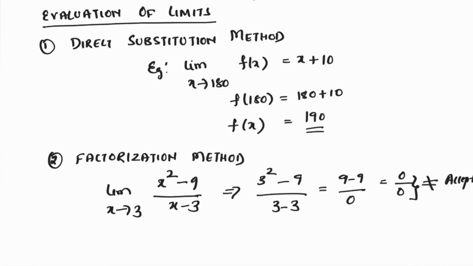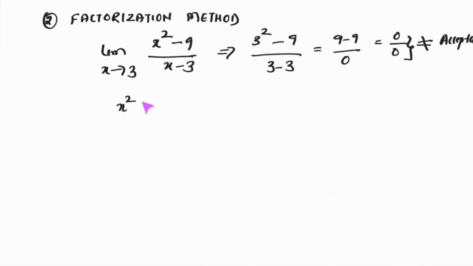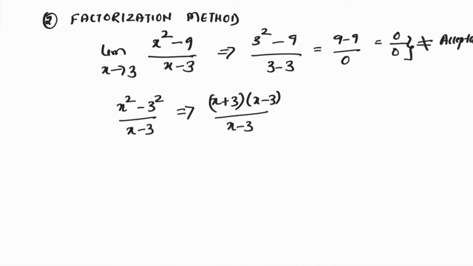So what we do, I can write x square minus 9 as x square minus 3 square, by x minus 3, which is nothing but, I can write x square minus 3 square as (x plus 3) into (x minus 3), by x minus 3. Always remember this. This is of the form a square minus b square. When you have a square minus b square, this is the same as writing (a plus b) into (a minus b). You can verify this, but this is very important. We'll have to use this expansion in most of the problems.